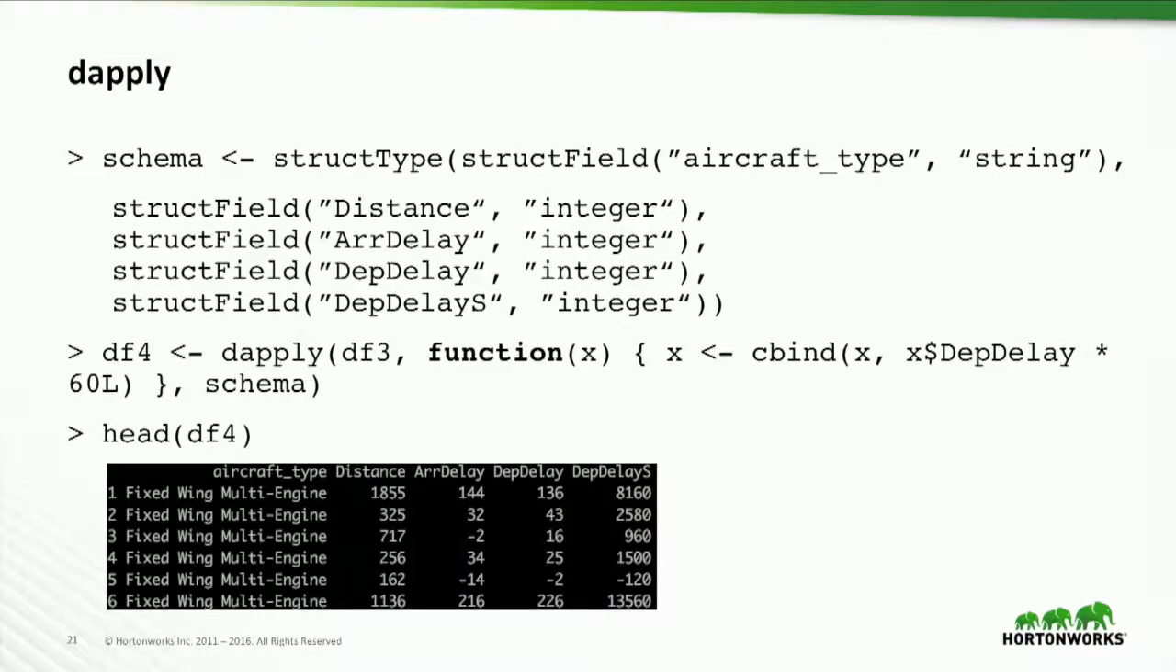Originally we have three or four columns: the aircraft type, the distance, the arrival delay, and the departure delay. We want to convert one of the columns to another kind of representation, such as from minutes to seconds. This is not very easy to implement in Scala or Python, but for R, we can use this kind of API to do it. This is the dapply function.